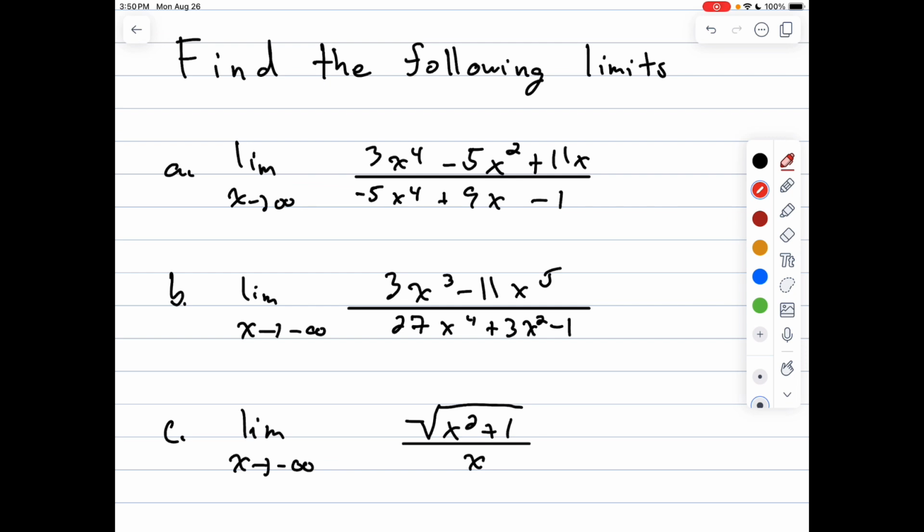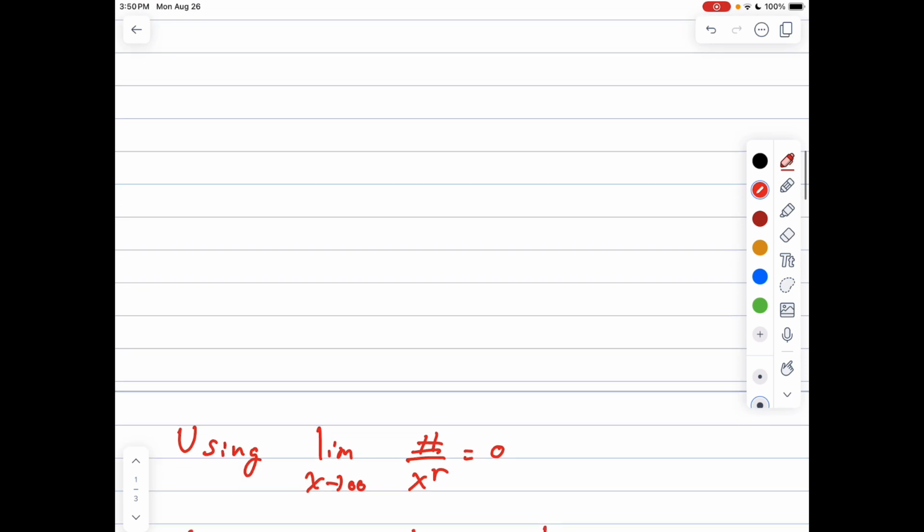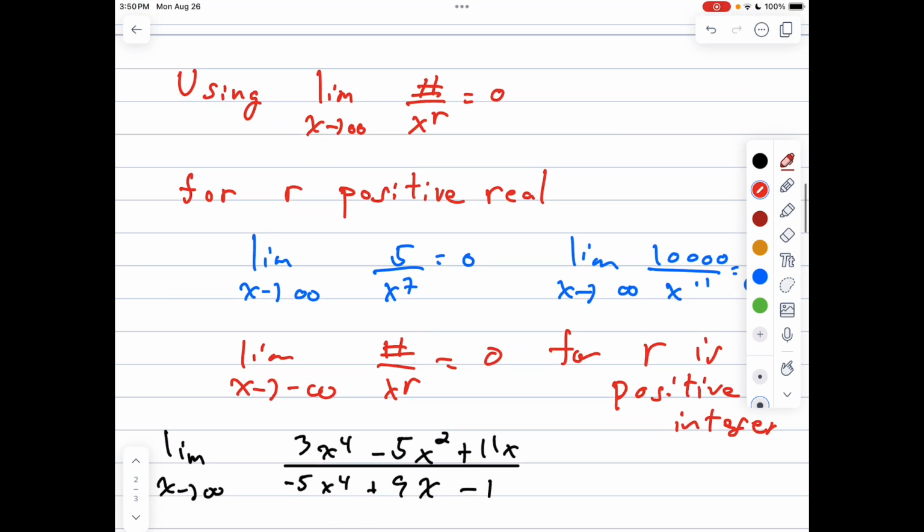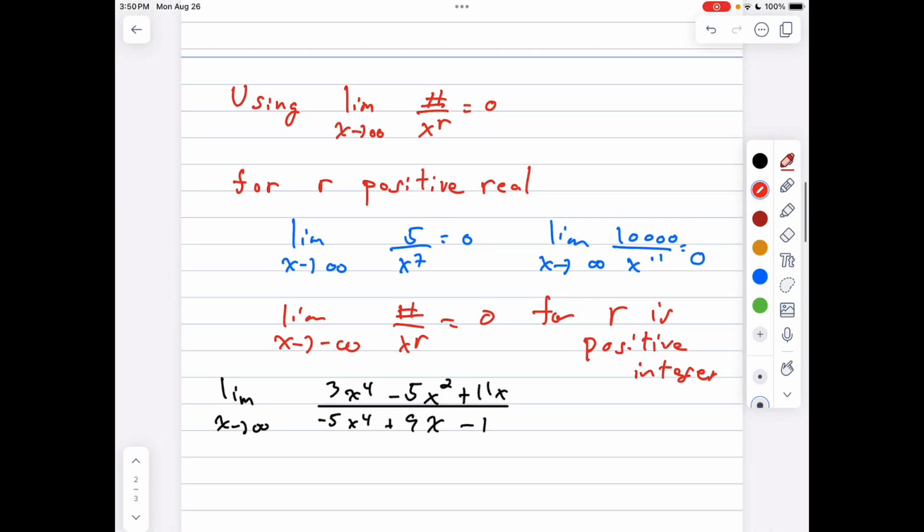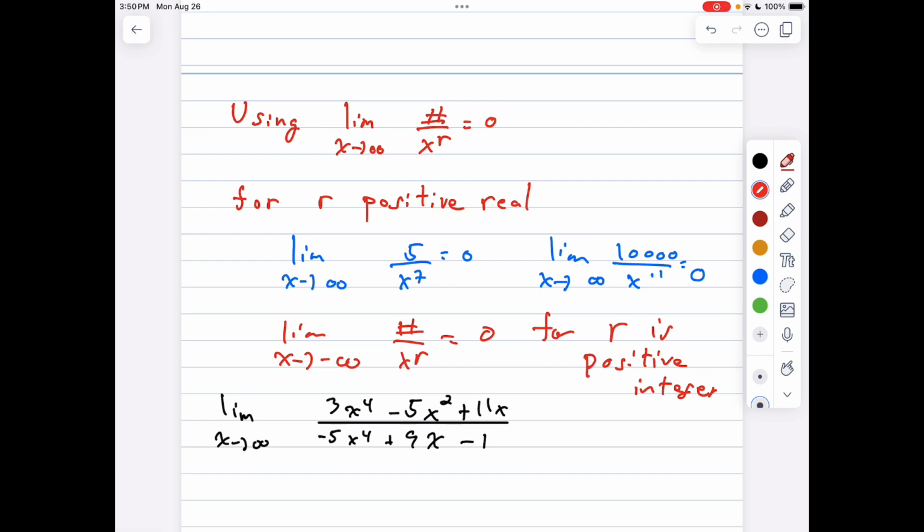So for a, you have the limit as x goes to infinity of 3x to the fourth minus 5x squared plus 11x, all in the numerator, divided by, in the denominator, minus 5x to the fourth plus 9x minus 1. So what we're going to use is this idea here, that if you have the limit as x goes to infinity, when you have a number over x to the r, that's always equal to 0. So the limit as x goes to infinity of 5 over x to the 7th equals 0. The limit as x goes to infinity of 10,000 over x to the 0.1 is equal to 0.